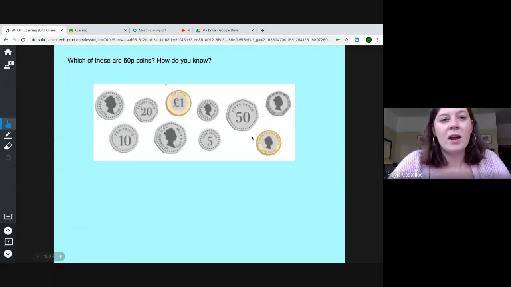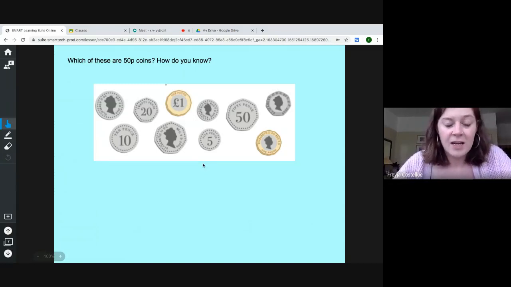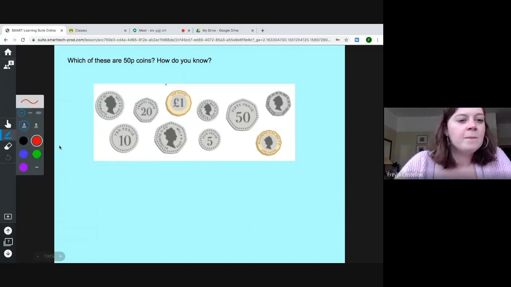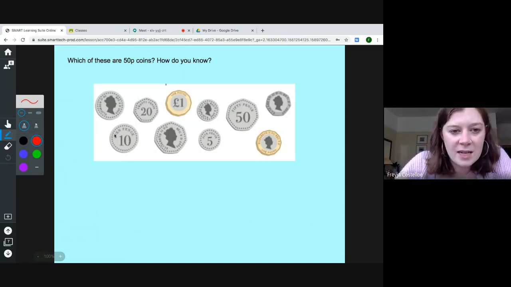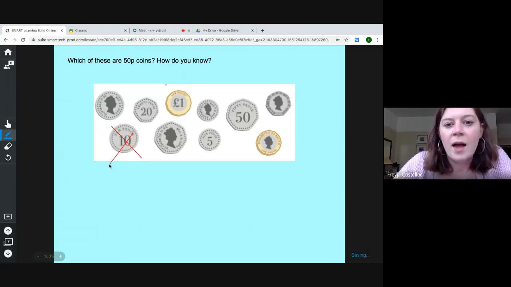Now here we're going to have a look at which of these coins are 50p's. Now, what do we know about 50p's? They have those edges, don't they? So we need to have a look. And if we are unsure, we can also use the numbers on the coins to tell us which one is 50p. So let's have a quick look together. So this here, 10 pence, the number 10, that's not 50p, is it? We know that for sure. This one here, 20 pence, that's not 50p.